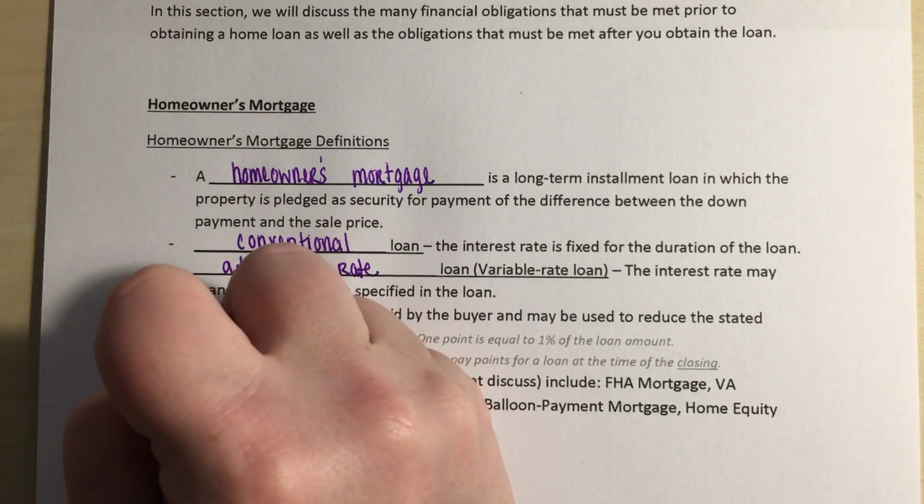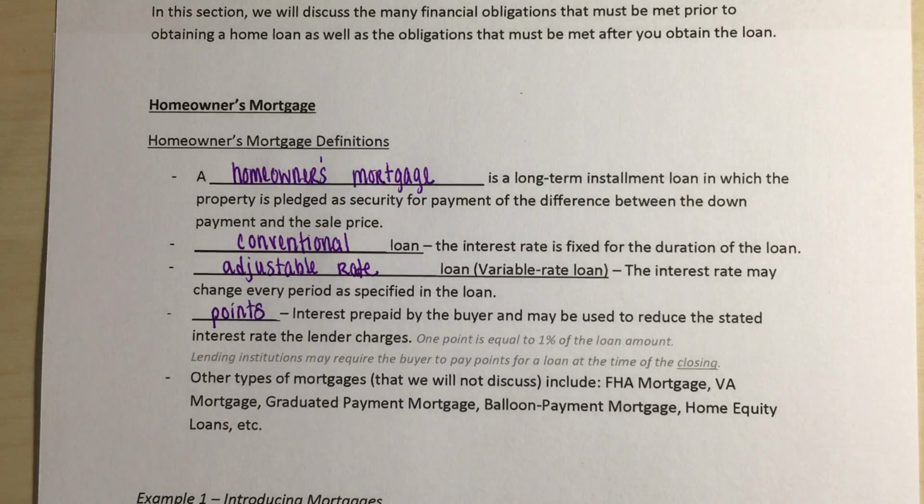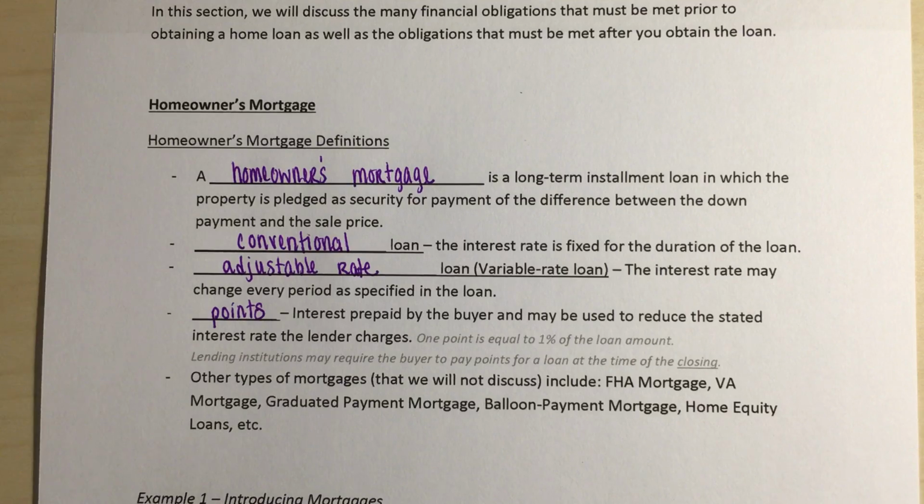And then points, this is something that we'll see come up in a couple of problems. Points are special interest prepaid by the buyer and may be used to reduce the stated interest rate that the lender charges. 1 point is equal to 1% of the loan amount. Lending institutions may require the buyer to pay points for a loan at the time of the closing on the house. So we won't see this again in all of the problems, but we will see it come up in a few. So it's extra interest prepaid by the buyer.